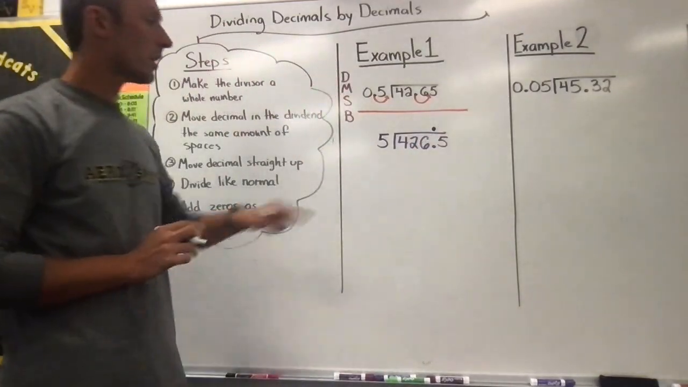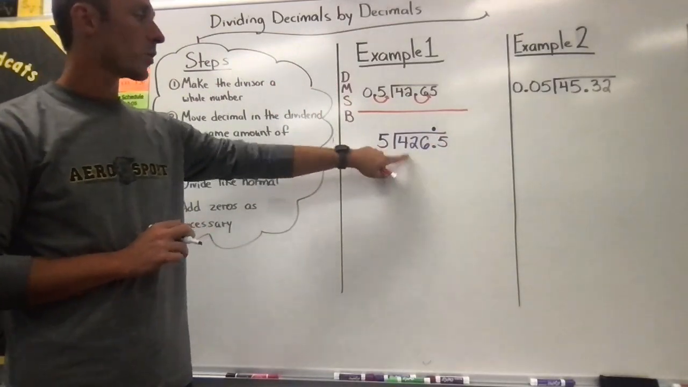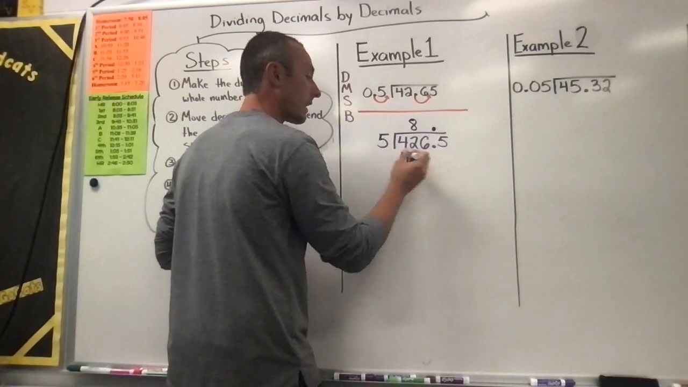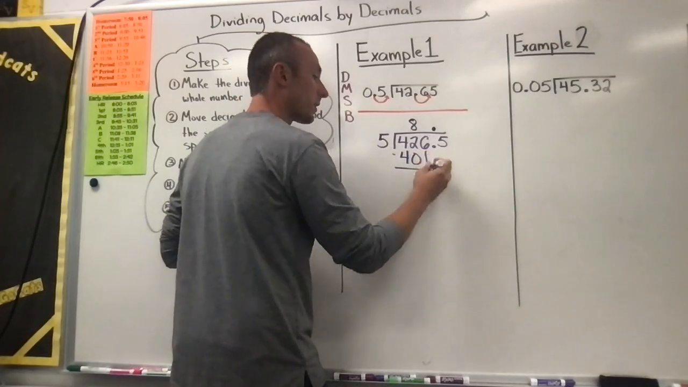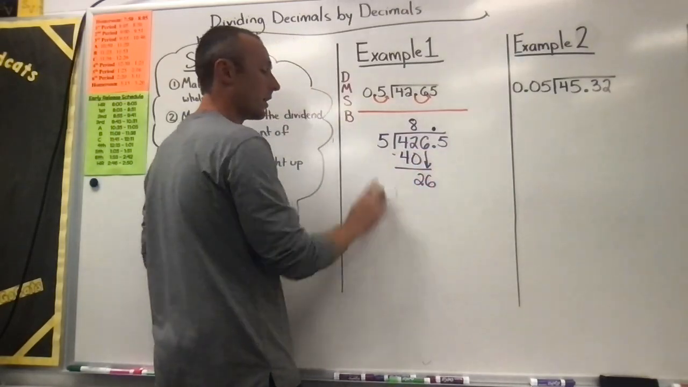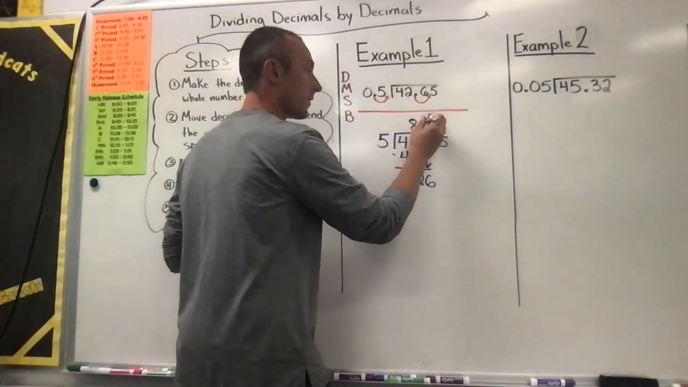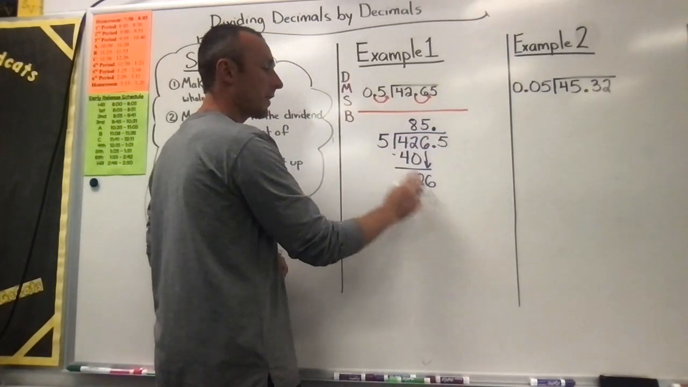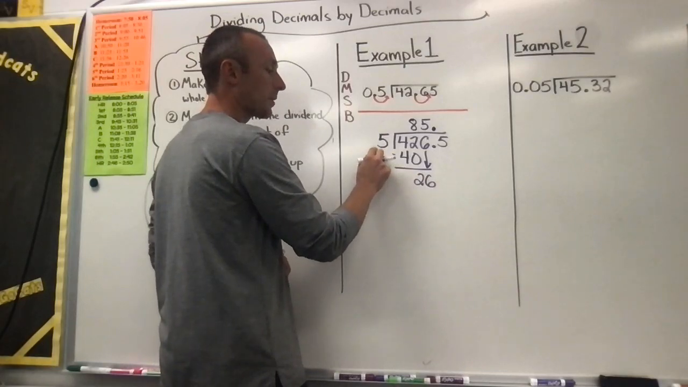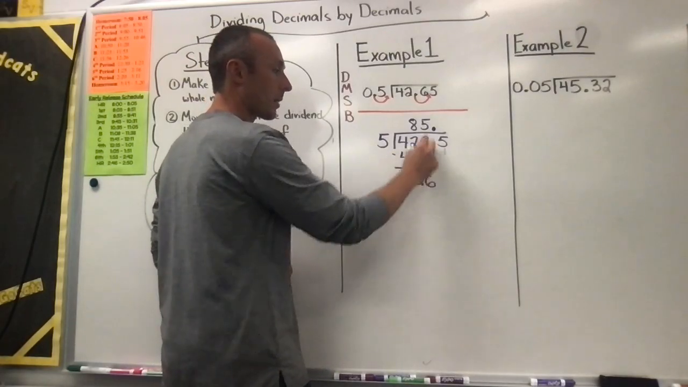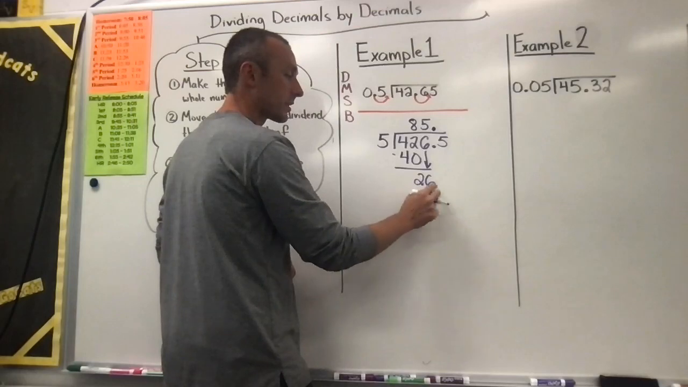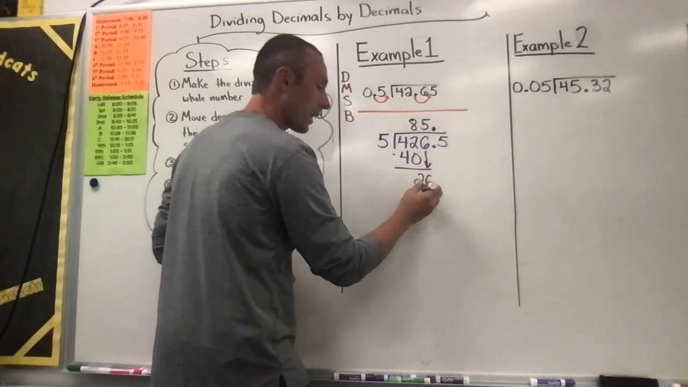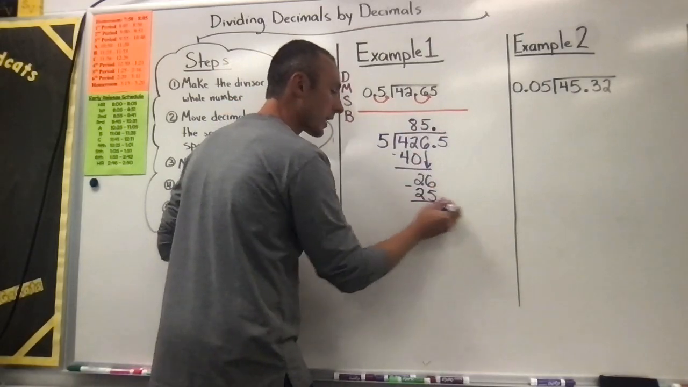Then I divide like normal. 5 can't go into 4, but it goes into 42 8 times. 8 times 5 is 40. I subtract, I get 2. Bring down my 6. 5 goes into 26 5 times. And if you notice, when I bring down my 6, the next one I divide, I put how many times 5 goes into this number above the number I brought down. So I put the 5 above the 6. 5 times 5 is 25. I subtract, I get 1.